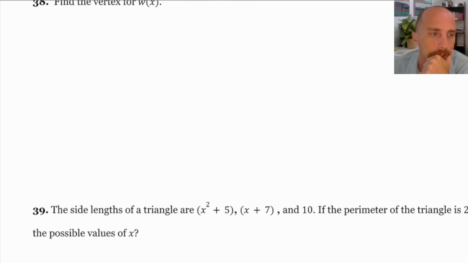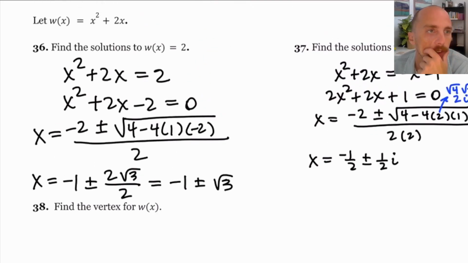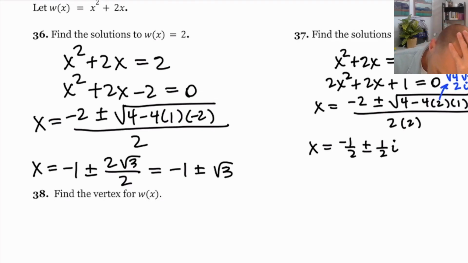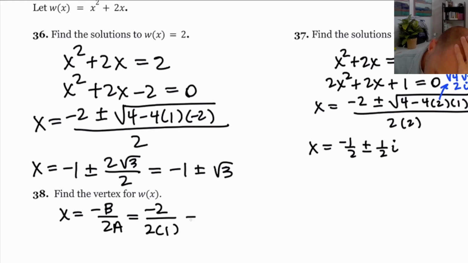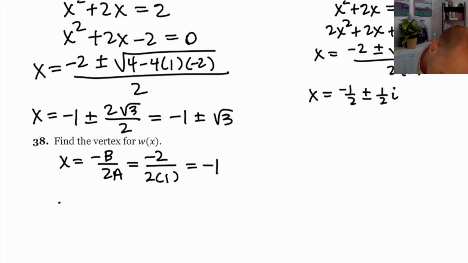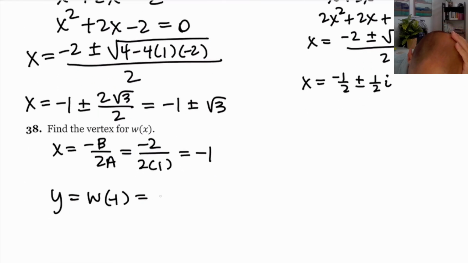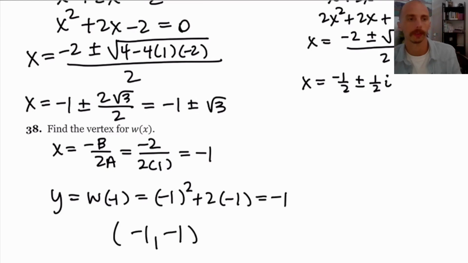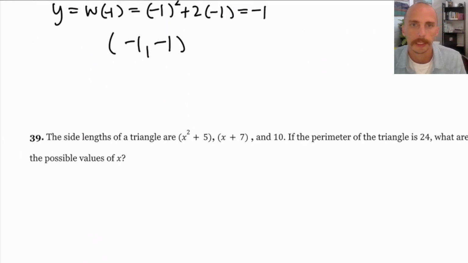And then find the vertex on the graph of w of x. So x squared plus 2x. x is going to equal -b over 2a, which is -2 over 2 times 1, and that is -1. And then the y-coordinate is going to be the value of w with x equaling -1. It's going to be -1 squared plus 2 times -1. So 1 minus 2 is -1. My coordinates are -1 and -1. That's the vertex.